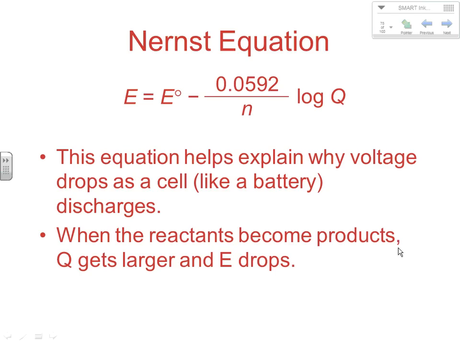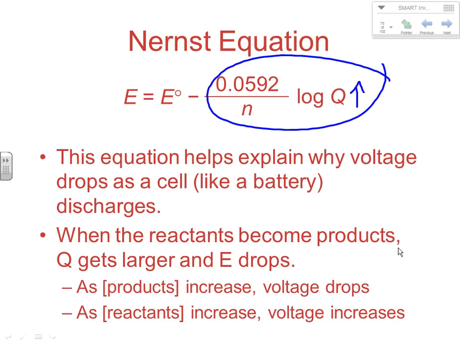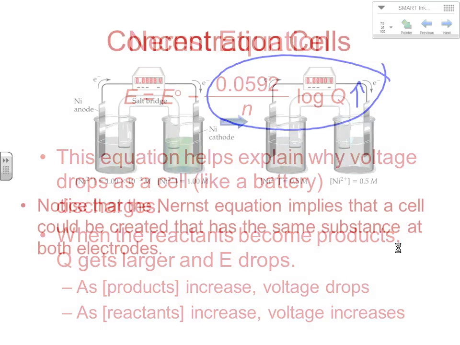So when the reactants become products, as our reaction is occurring over time, so the components of our battery are being consumed as the battery is being used, what's going to happen is Q is going to get larger. And if Q is getting greater, and we're subtracting this value from E naught, that means our value for E is going to go down over time. So as our reactant concentrations are dropping and becoming products, Q becomes greater and E drops. So as the concentration of product increases, your voltage drops. And as the concentration of the reactants increases, your voltage is going to increase up to a maximum of your E naught.